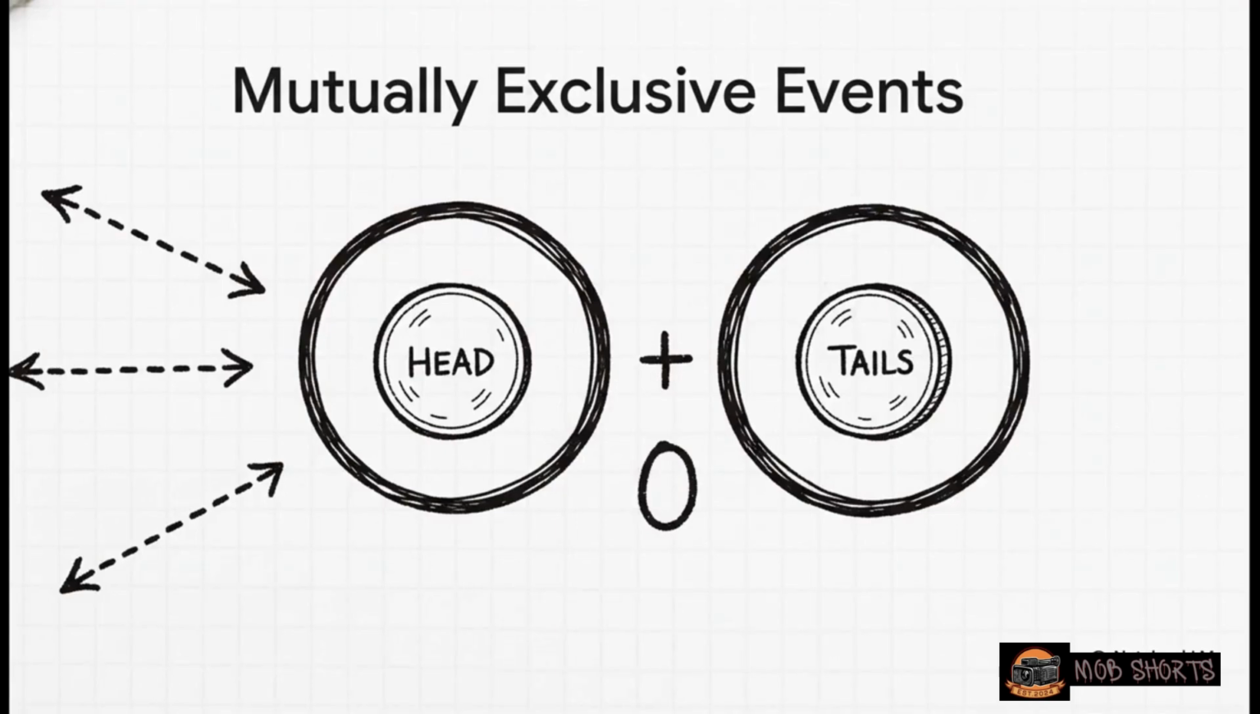But what happens when two events can't happen at the same time? I mean, you can't flip a coin and have it land on both heads and tails, right? Well, we call those mutually exclusive events. And in that case, the overlap, the chance of them both happening, is zero. So our formula gets way simpler. You just add the two probabilities together.